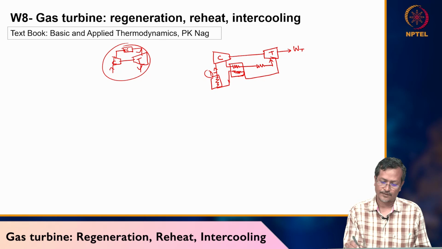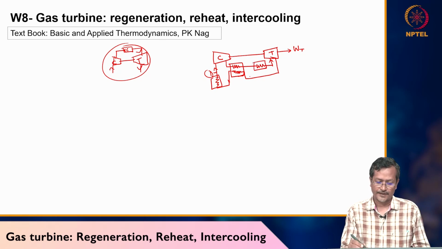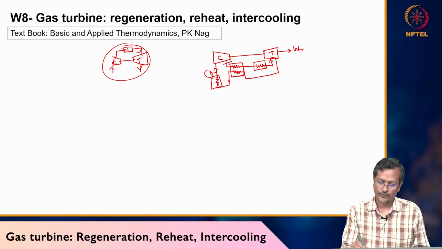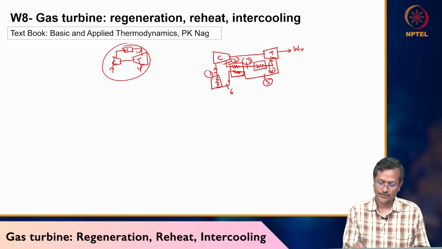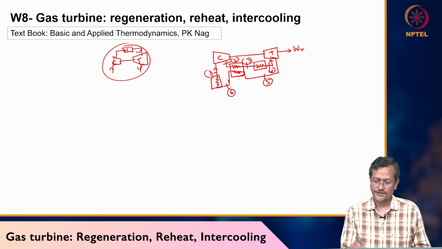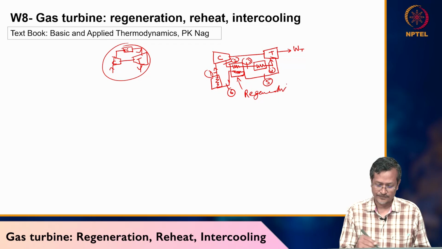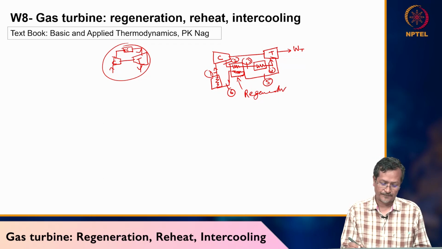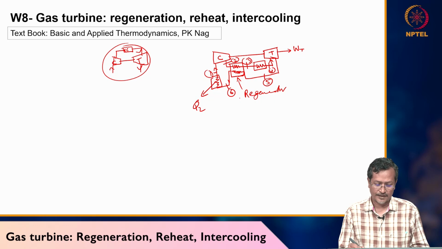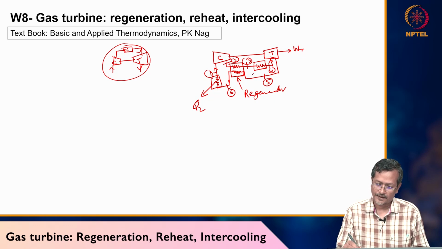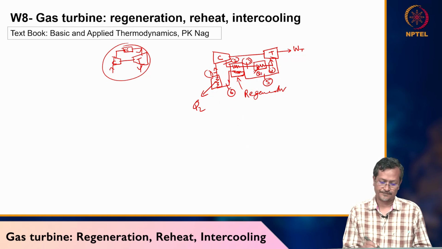Okay, so this one I will be making one block, this one another block. So 1 to 2 it will go, 2 to 3 it will go, 3 to 4 it will go, 4 to 5 it will go, 5 to 6 it will go, 6 to 1. Now this one is the regenerator. I will explain later. First you draw the figure. Heat rejection is happening, Q2 here, and heat input is happening here. So this is Q1. Okay.